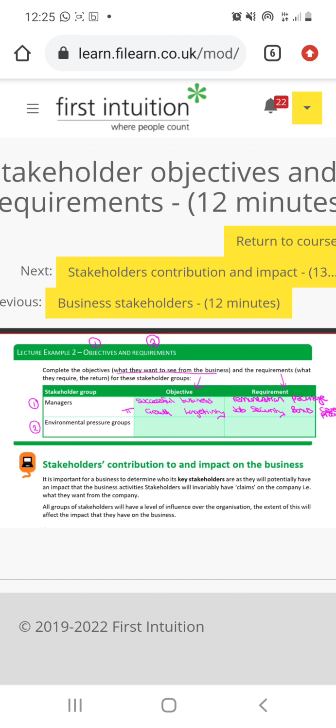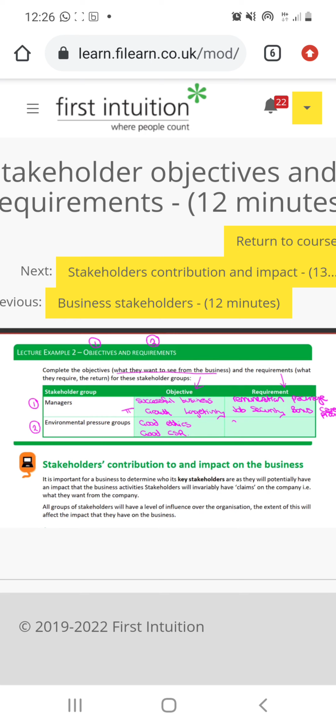Compared to this, we have environmental pressure groups who would like to see good ethics within an organisation, treating the staff fairly, good corporate social responsibility, perhaps how they interact with the external environment.